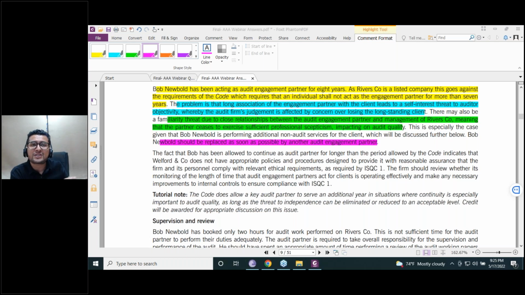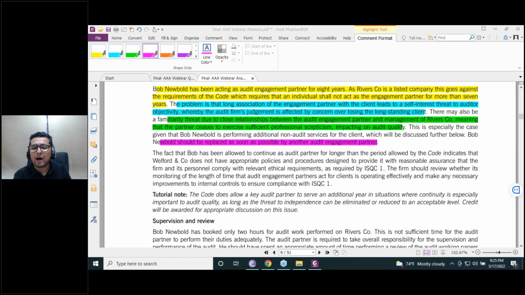This would create a self-interest threat because the firm would like to make sure that the client is not lost. They would like to continue the relationship with the client, so this creates a self-interest threat. They will be concerned that they might lose the client. That's point number 2, the second mark. Third threat: that particular individual, not the firm, would have a familiarity threat, and he will lose professional skepticism. The fourth mark is that you have to recommend an action: as soon as possible, Mr. Bob should be replaced with a new engagement partner.